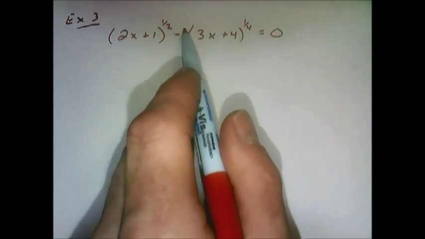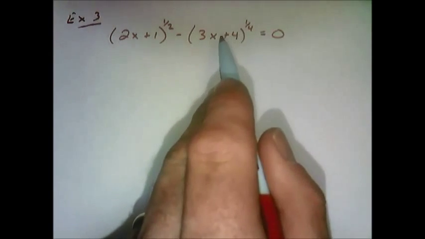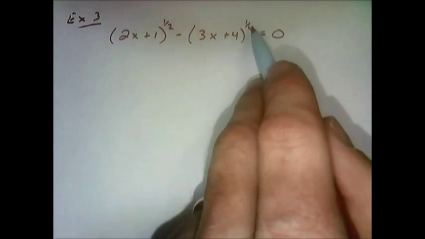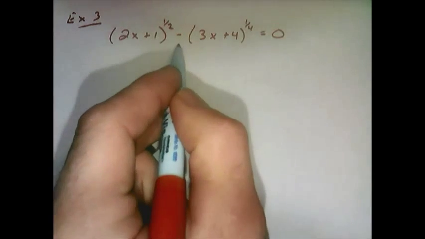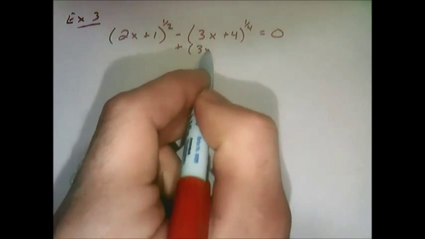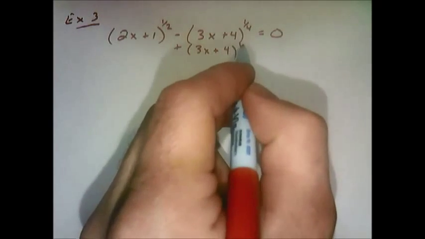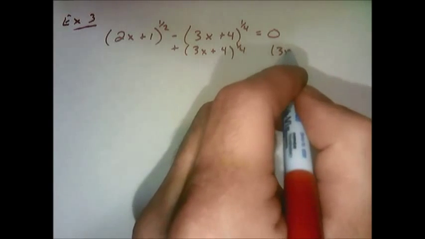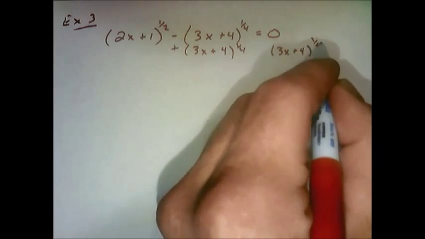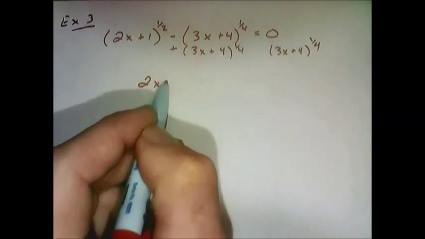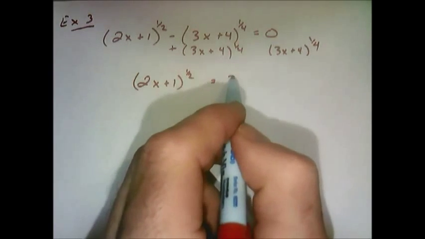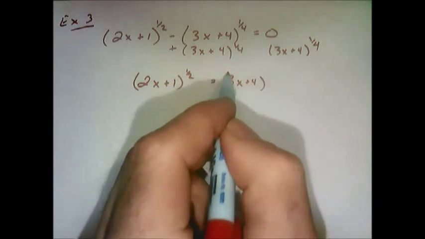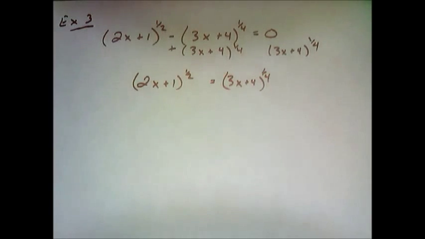Well, let's take one of those radicals, which is the same as a rational exponent, to the other side. We can simply add that quantity of 3x plus 4 to the 1/4 to both sides of my equation. So I end up with 2x plus 1 to the 1/2 equals 3x plus 4 to the 1/4.